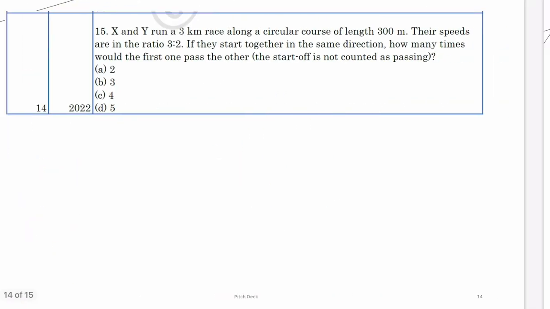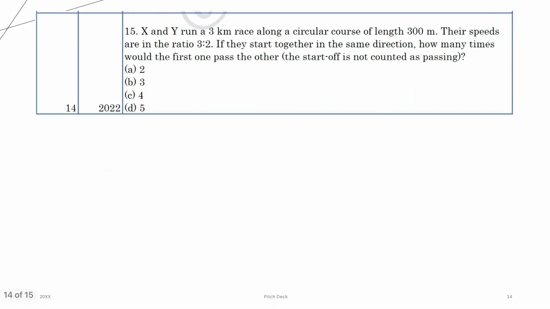Moving on to question number 14, and this is the last question for speed and distance. That will complete our arithmetic part after this question, right? Let's see.